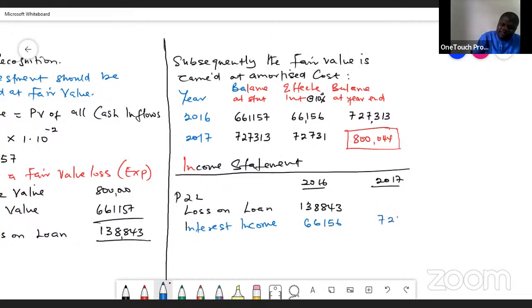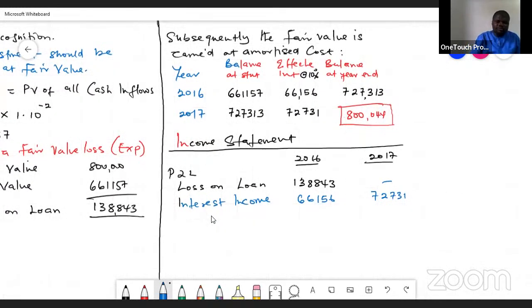66,156, 72,731. Then you bring current assets.